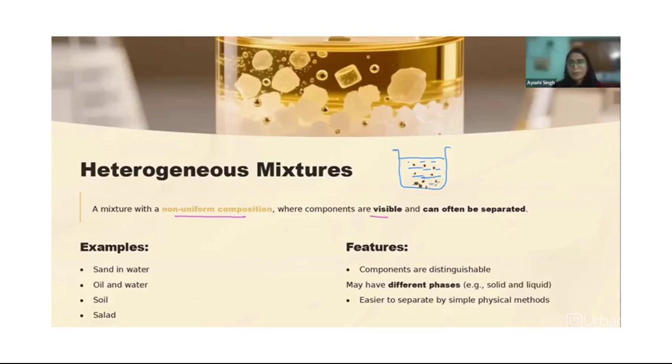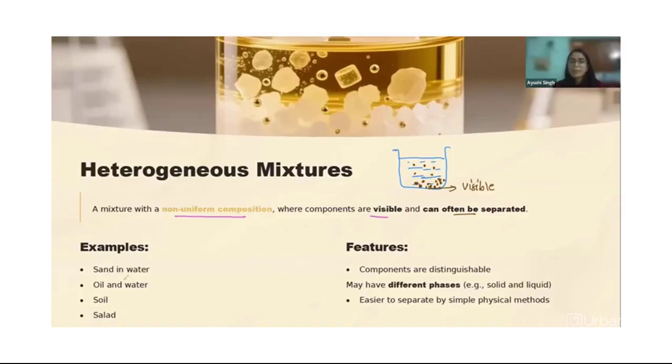What happens is basically this particle, not exactly dust, you can say soil particles. This soil particle will start settling down at one place and it will be visible to us through our naked eyes, and it can be separated. Once you start pouring gradually, or filter out the whole solution, you'll be able to get the sand separated from the water. So this is possible in a heterogeneous mixture.